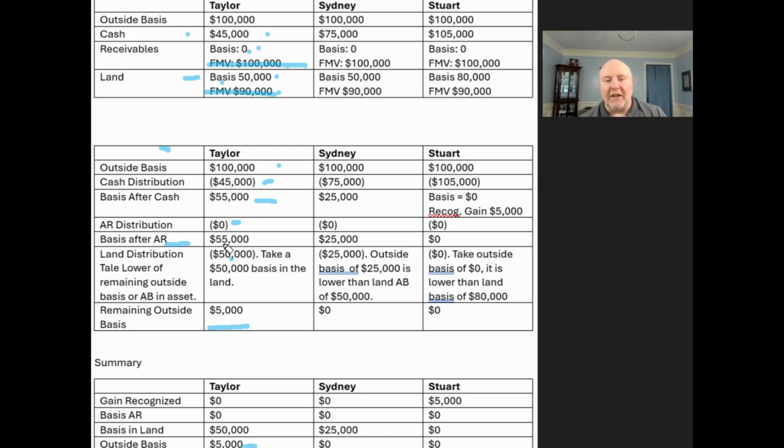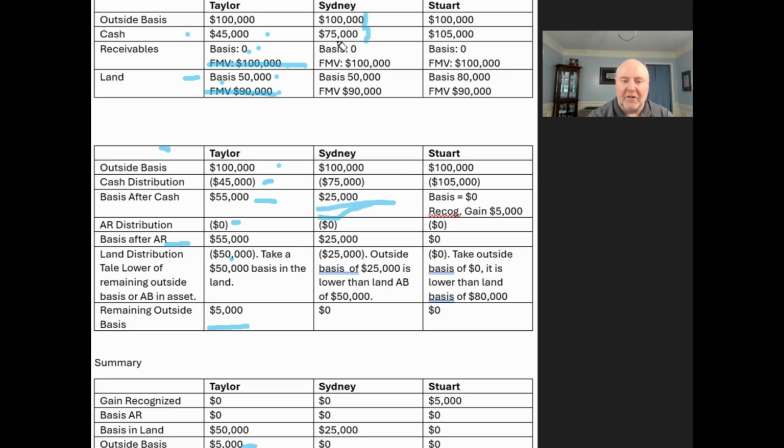So let's look at Sydney then. Let's see what we got for Sydney. Another 100,000. They're all going to be 100,000. So we have an outside basis of $100,000, cash of 75. So we know we go cash first, right? We have cash, receivables, and land. Cash. So once we do this, that's $25,000 remaining, right? And that's where we're right here.